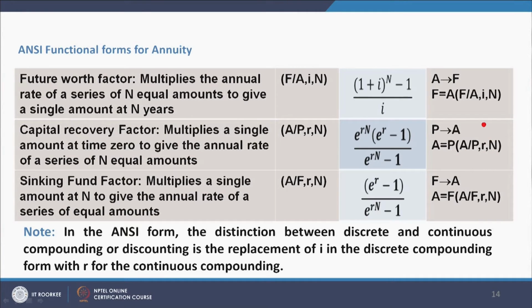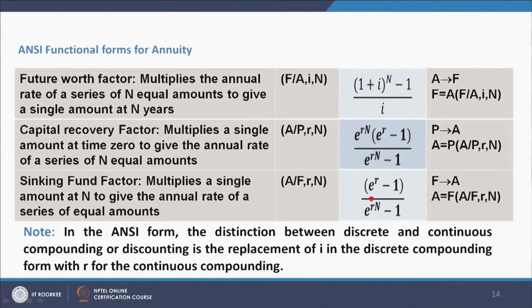You will see that i has been replaced by r. In the ANSI form, the distinction between discrete and continuous compounding or discounting is the replacement of i in the discrete compounding form with r for the continuous compounding form. The last factor is the sinking fund factor, which multiplies a single amount at n to give the annual rate of a series of equal amounts, and this is called (A/F, r, n).